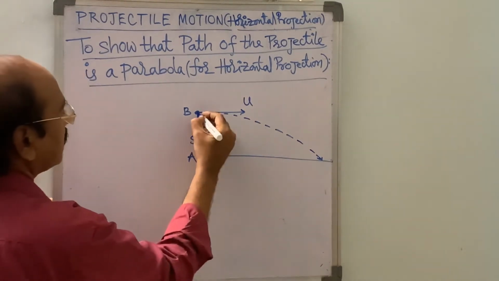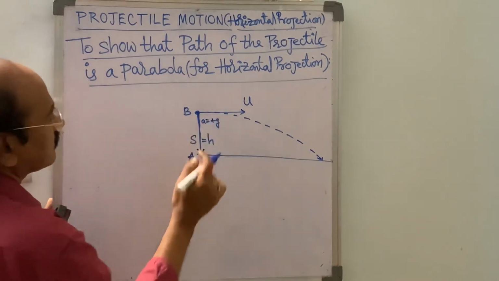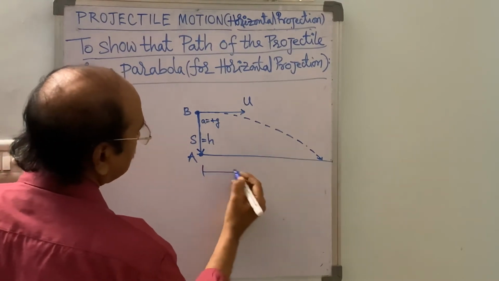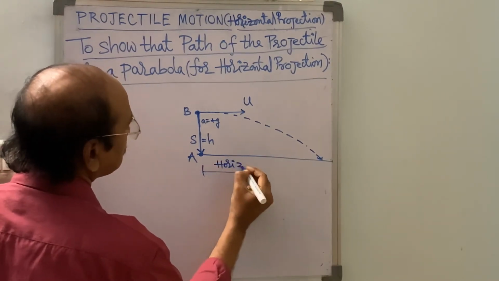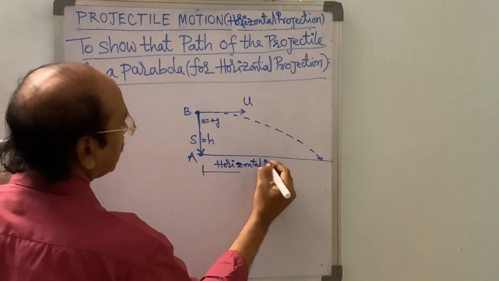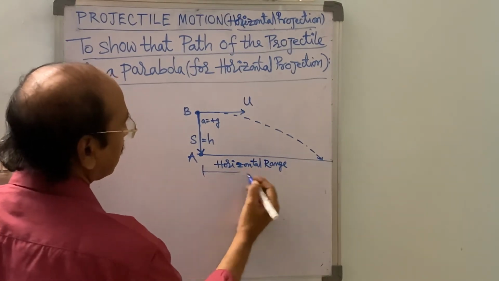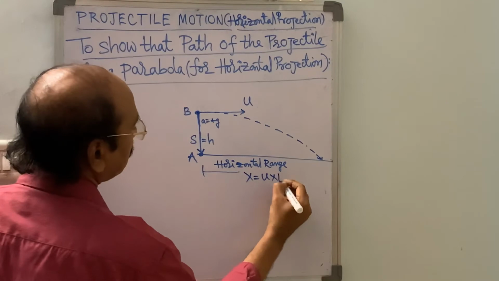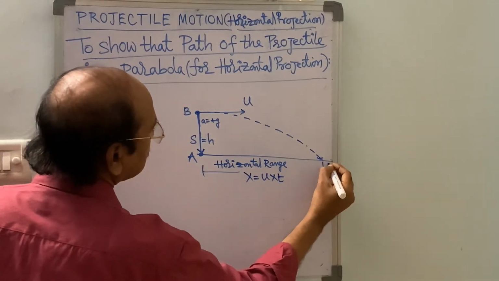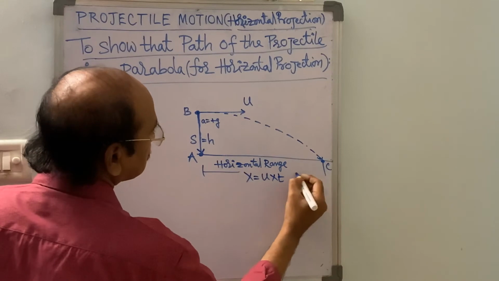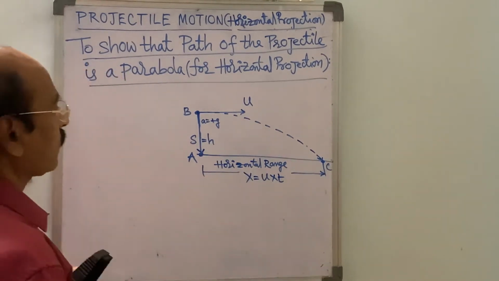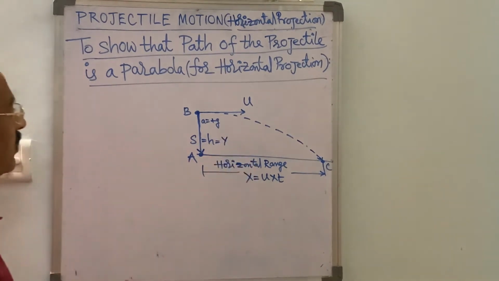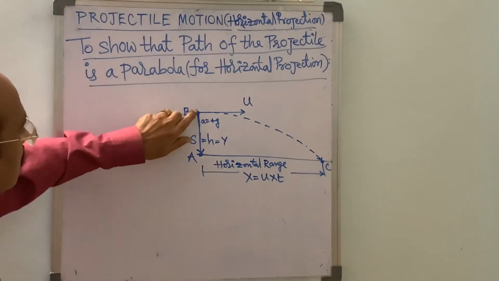So here the vertical direction is the y-axis direction. Horizontal distance travelled by the body is known as the horizontal range. Let it be x. Let this be point C. A to C is x, and let this be y, since this distance is in the y direction.